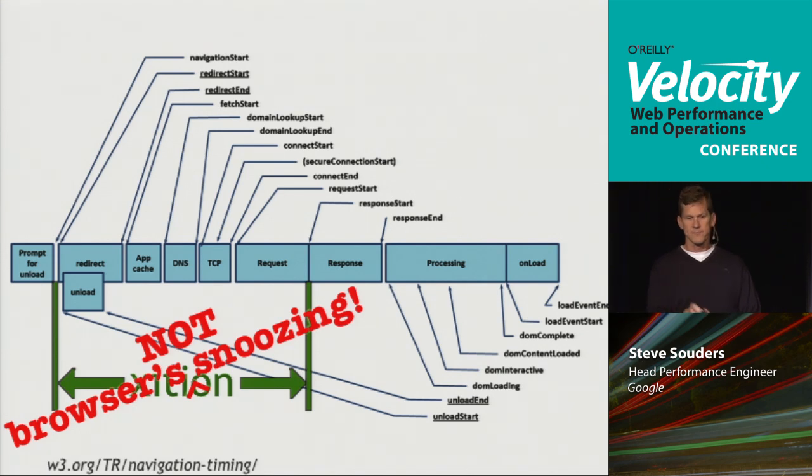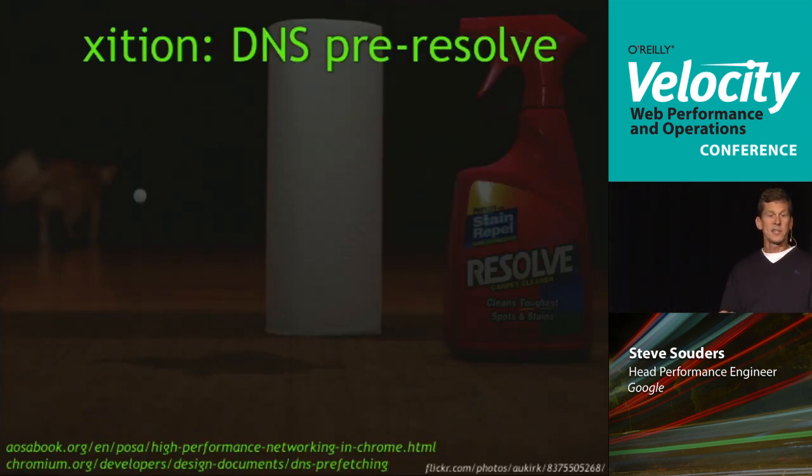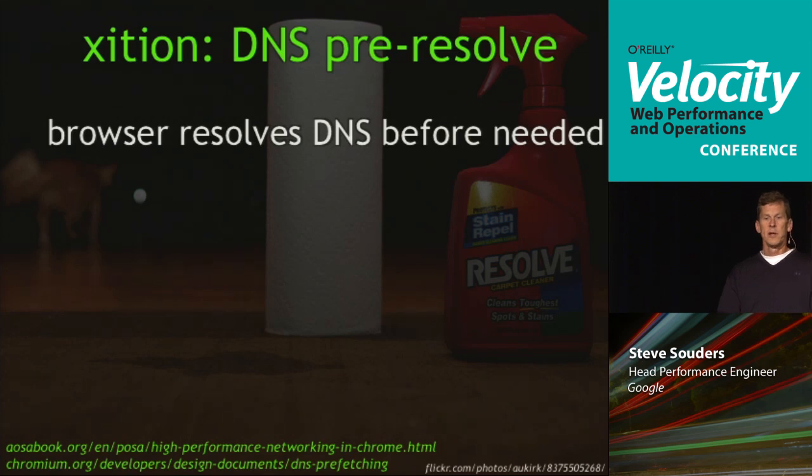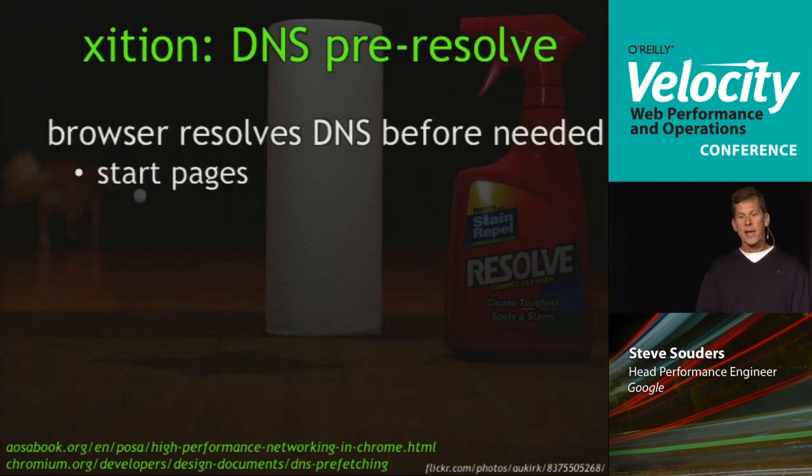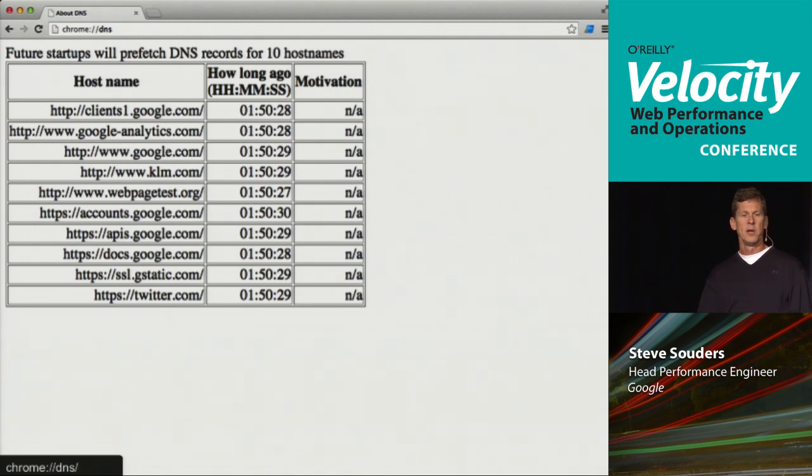What are they doing? They're doing DNS pre-resolve. How does this work? The browser can know what DNS resolutions it's going to need before the page has even been requested. This is true for start pages. Most browsers have this now, the 10 favorite sites. Here's an example in Chrome. You can bring up chrome://dns, and it will show you the 10 DNSs it's going to pre-resolve when you start your browser.